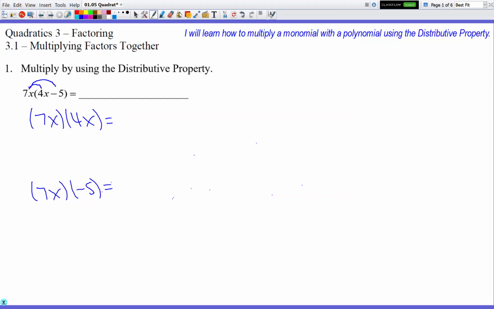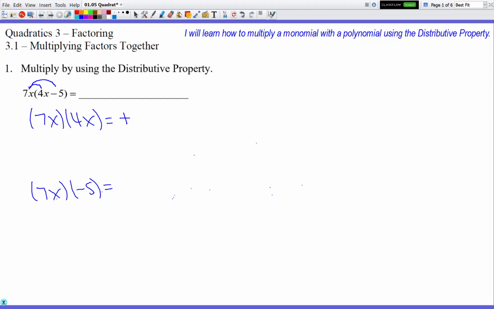In the top problem we have a positive 7x times a positive 4x. So it's basically a positive times a positive. And if you know your stuff from back when you multiplied positive numbers together, you know that your answer is going to be positive. So I'll put a plus sign to remind myself that I already did part 1, which is the sign of the answer.